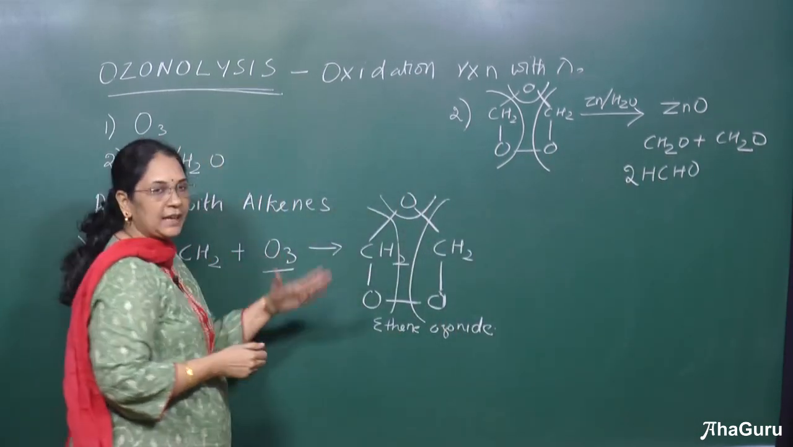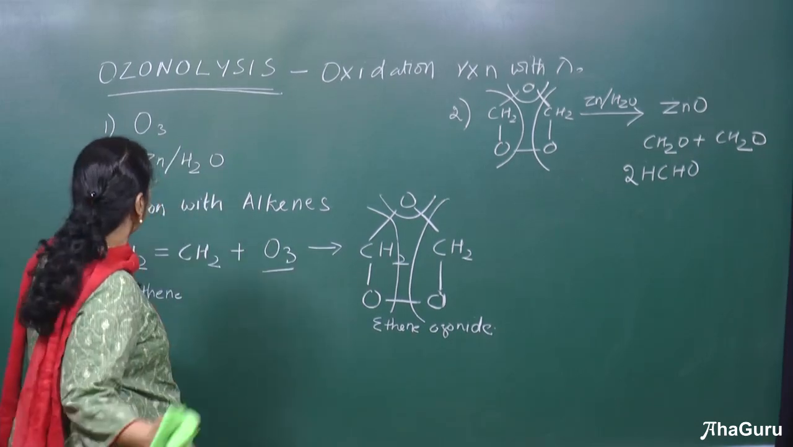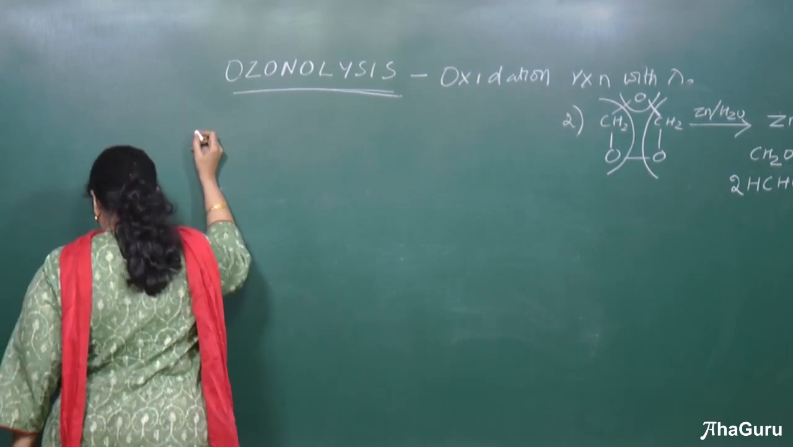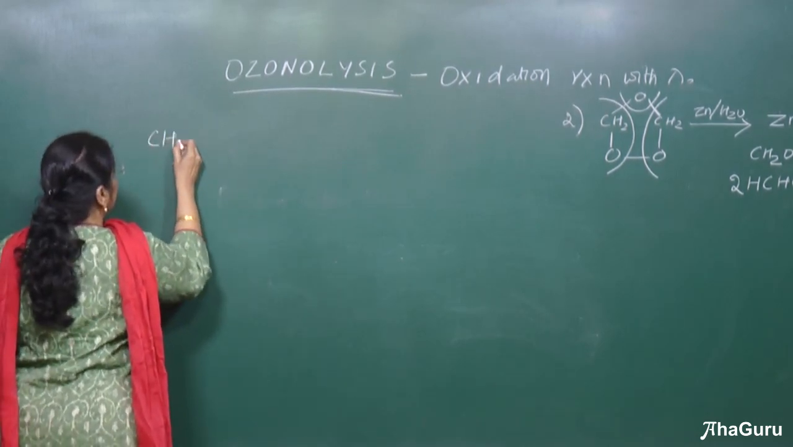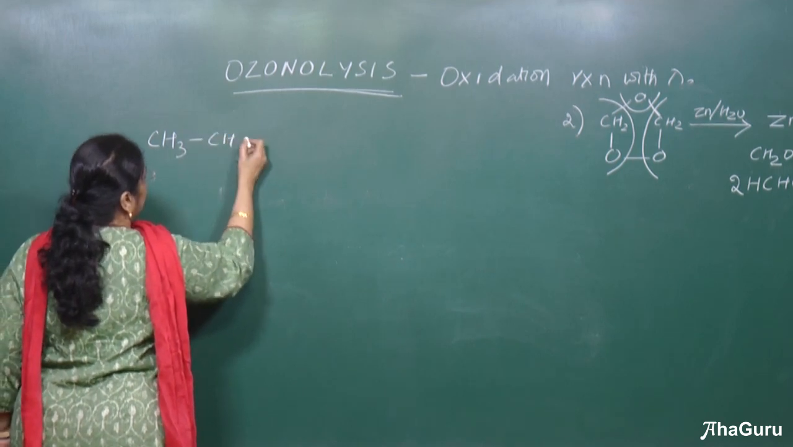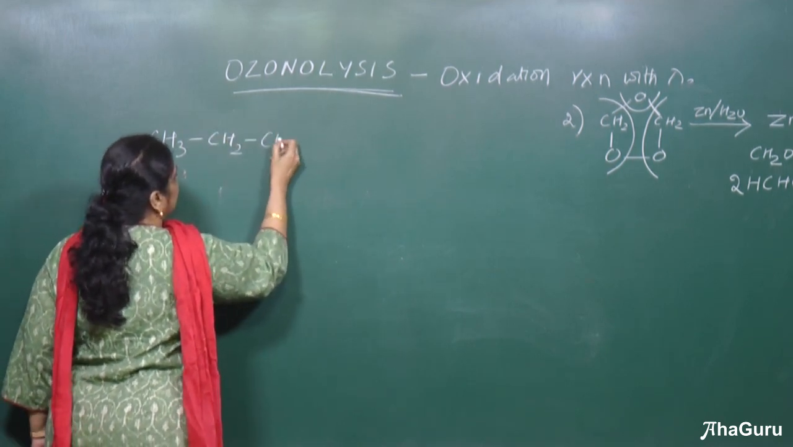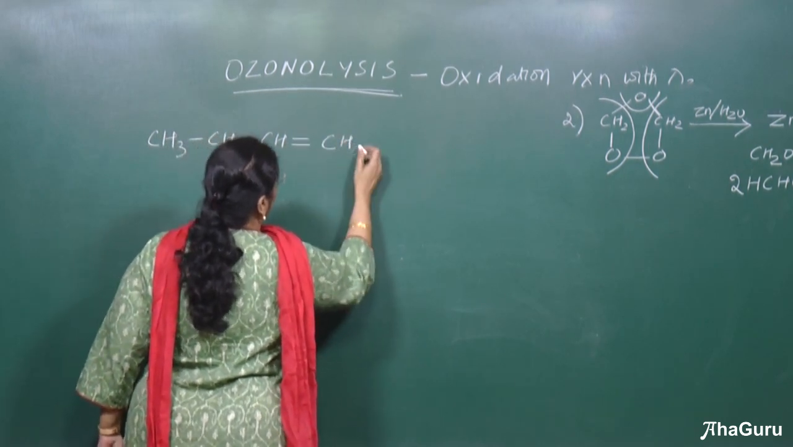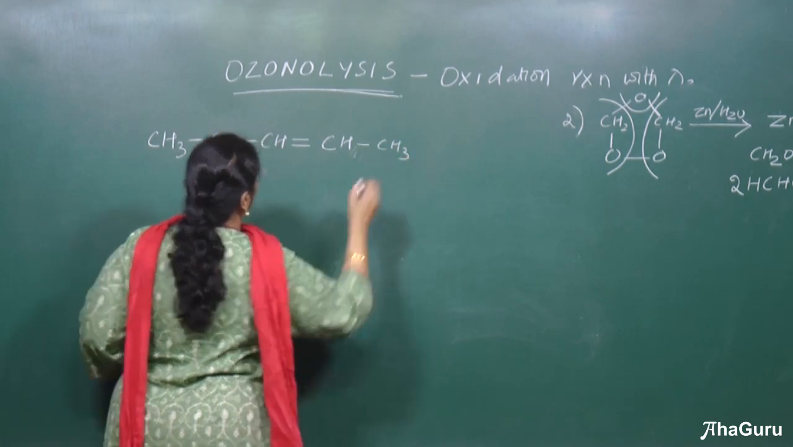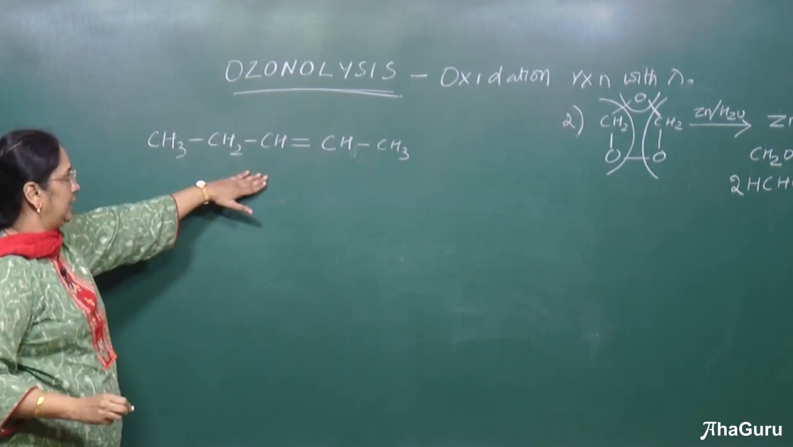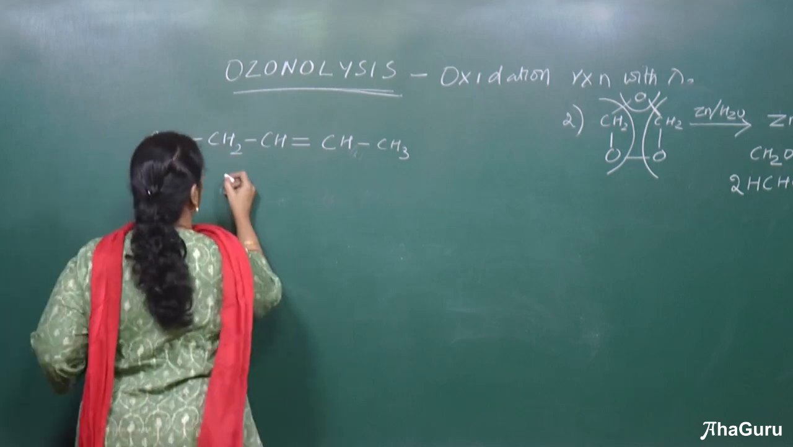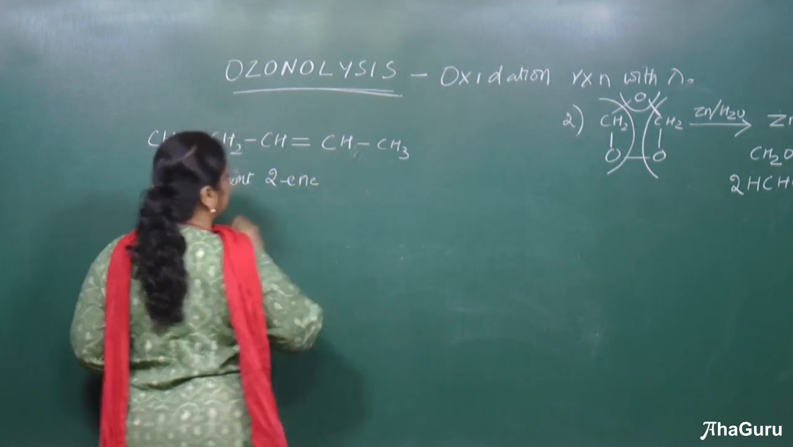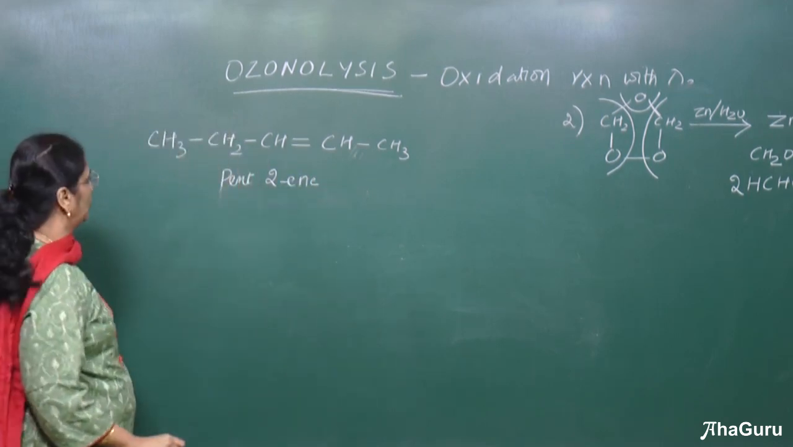Okay. So, now we will see a second example of the same type, which will be an unsymmetrical alkene. We will start with the unsymmetrical alkene CH3 CH2 CH double bond CH2. We can take it like this, CH3. So, this is an unsymmetrical alkene. What compound is this? It is pent-2-ene. Now I am going to do ozonolysis on this.